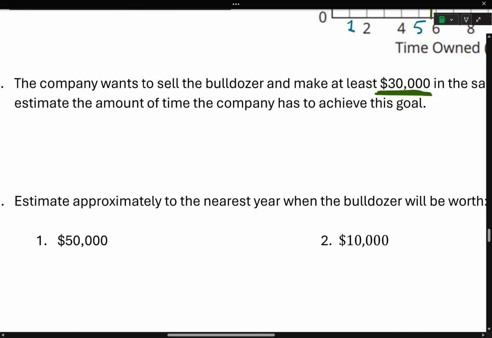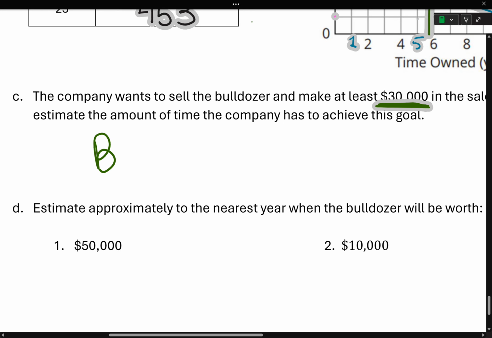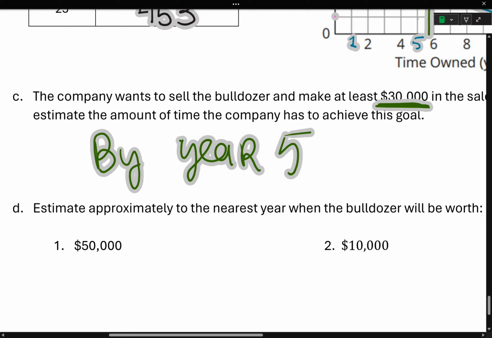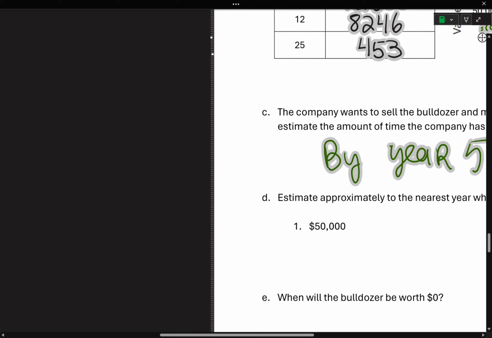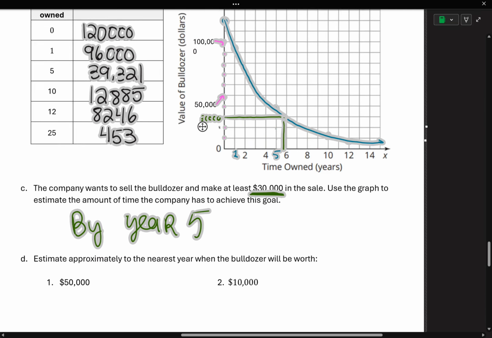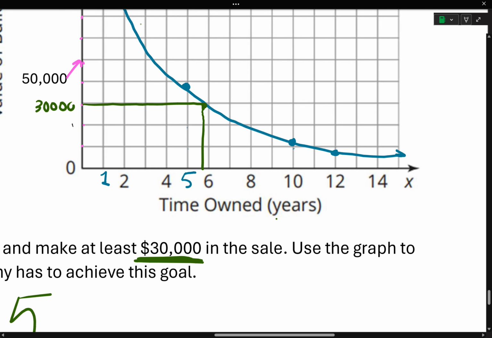So, by 5 years. By year 5. Let's do that. By year 5. Because after that, as you can see, after year 5, you are risking going into year 6 and falling below $30,000.